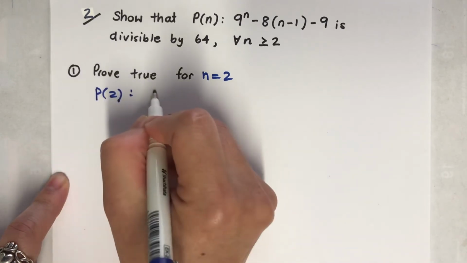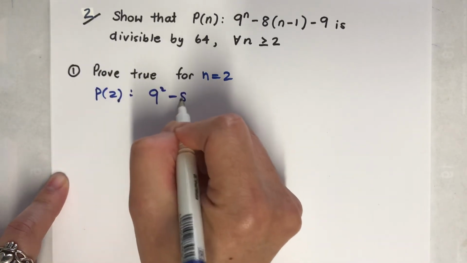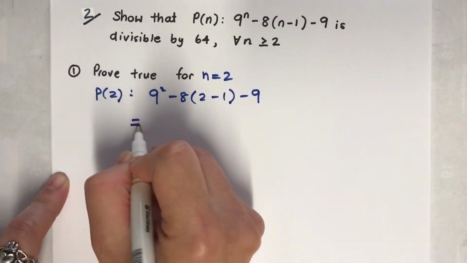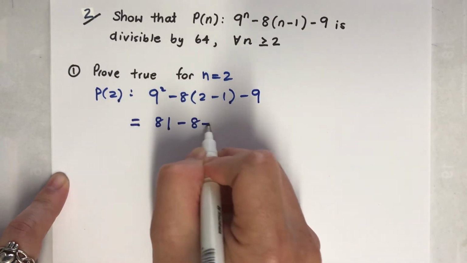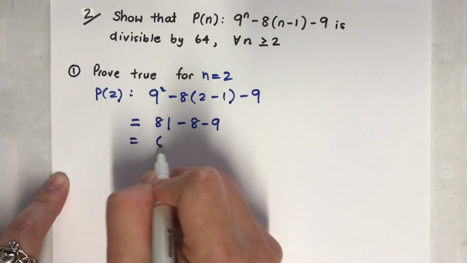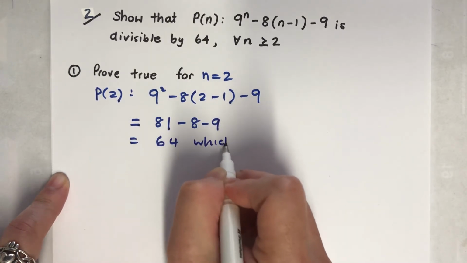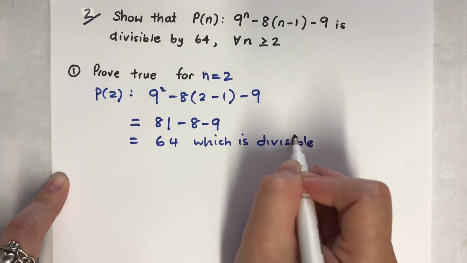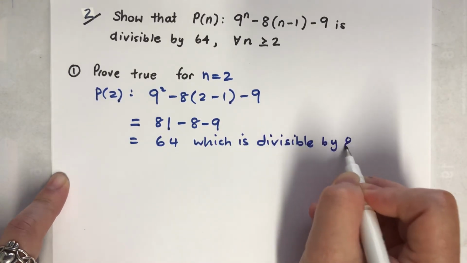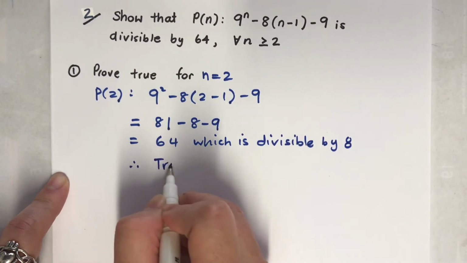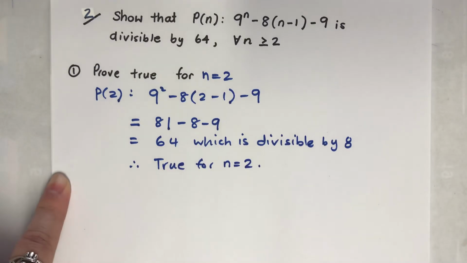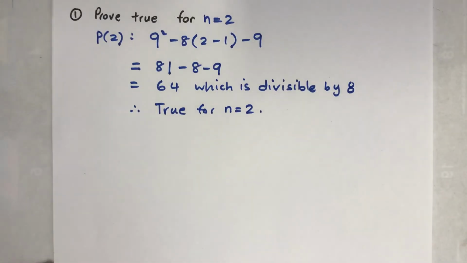2, so 9 to the power of 2, minus 8 times 2 minus 1. If I do that, I will get 64, which is divisible by 64, therefore true for n equals 2. So that's not too bad.